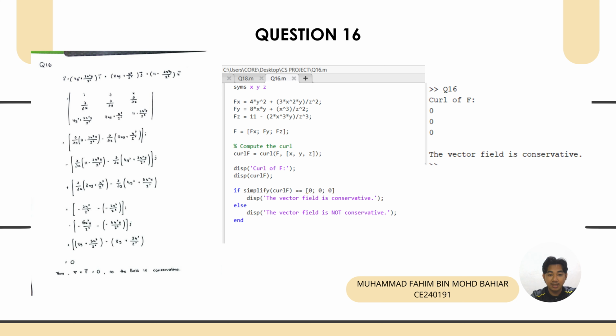That means it has a potential function, and any line integral from point A to B will be independent of the path taken.